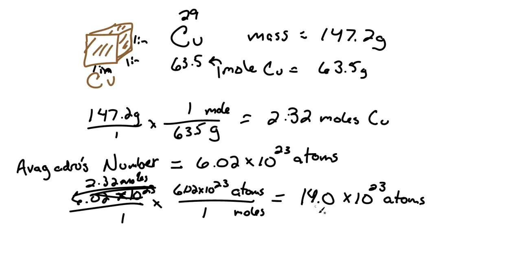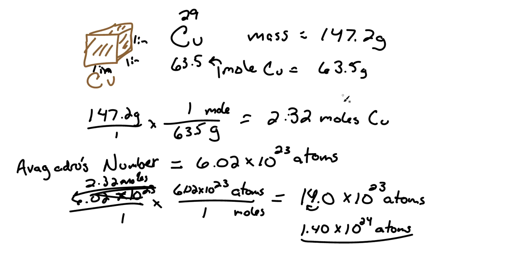Now this is in proper scientific notation. The decimal place should be here. So let's go 1.40 times, and since we are taking a 10 out, we have to add it on here, so times 10 to the 24th atoms in our 1 cubic inch of copper. So that's how many atoms we got.